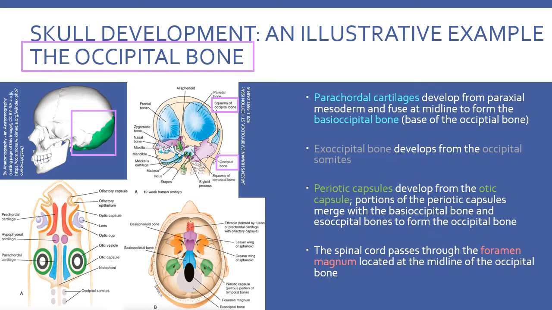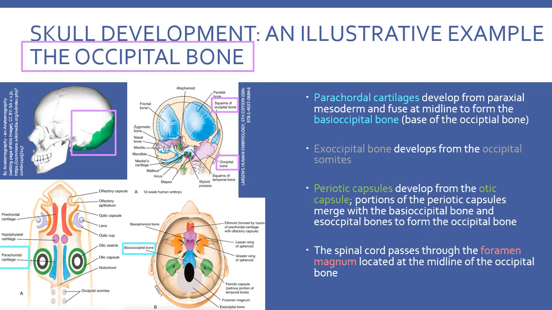So there are what are called the parachordal cartilages, and I've got them highlighted here in, not the best blue, but that's what we did, so we're going to roll with it. The parachordal cartilages develop from the paraxial mesoderm, okay, and fuse at the midline and then become the basio-occipital bone, okay, so that's the base of the occipital bone, sort of lower down.